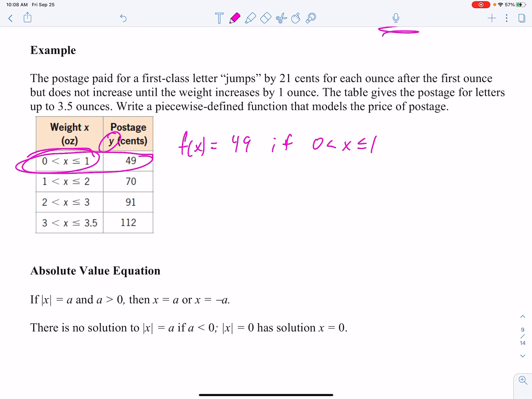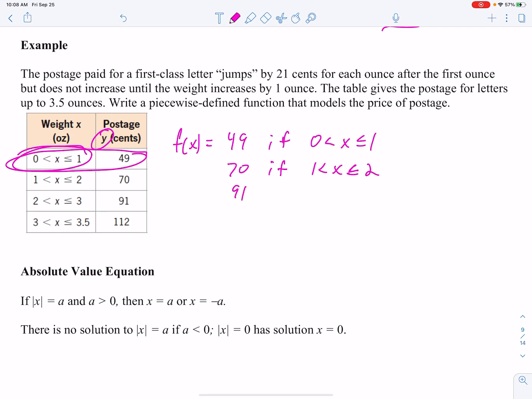All right, we keep going. Then it's going to be 70 cents if x is between 1 and 2. It'll be 91 cents if x is between 2 and 3. And 112 cents if x is between 3 and 3.5 ounces, and then we put a little curly bracket there. Okay, and there we go.